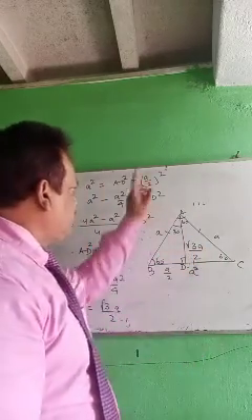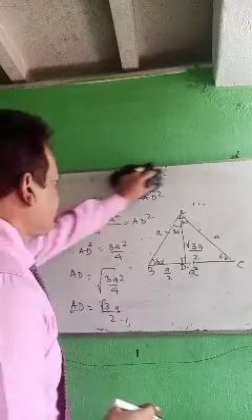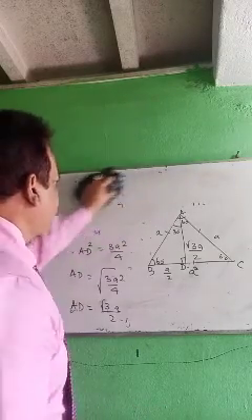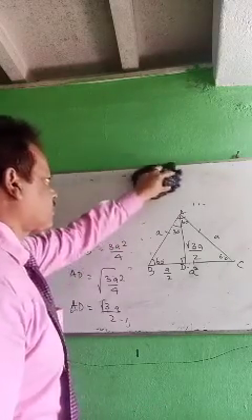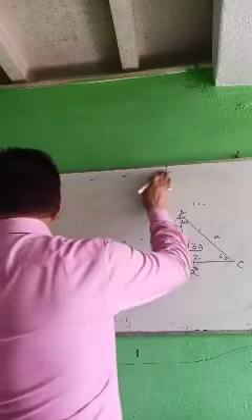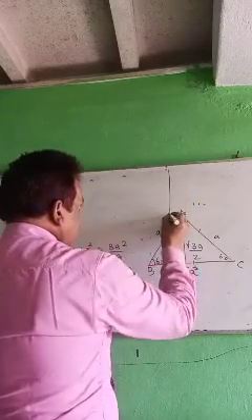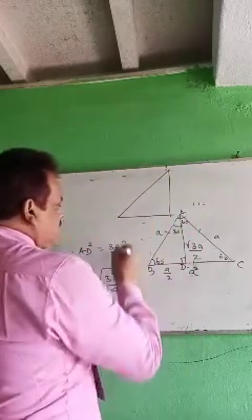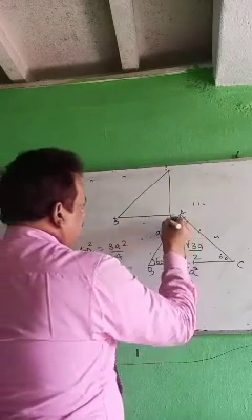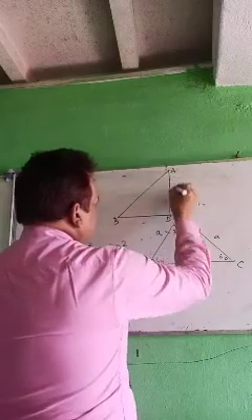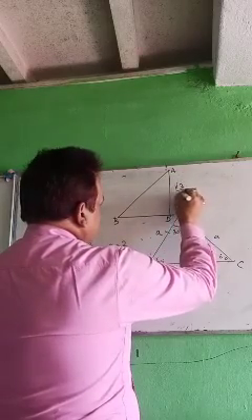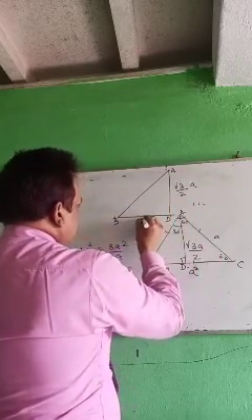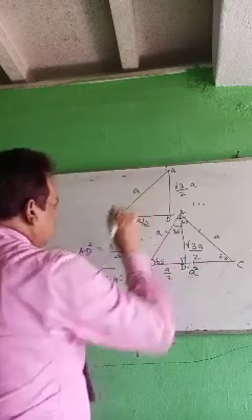Now let's copy this triangle here. Now draw the triangle here. This is B, this is D, this is A, this is root 3 by 2 A, this is A by 2, this is A.